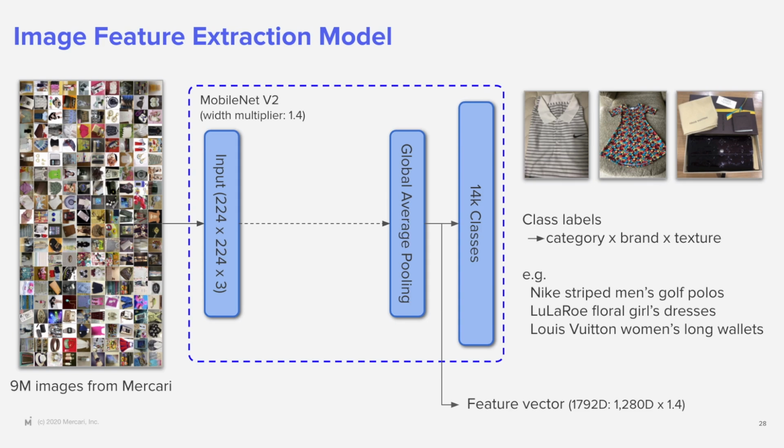The class labels were combinations of category, brand, and texture, like Nike striped men's golf polos, floral girls' dresses, Louis Vuitton women's long wallets, something like that. The dataset was created using 9 million images from our marketplace, Mercari. The feature vector dimension is 1792.